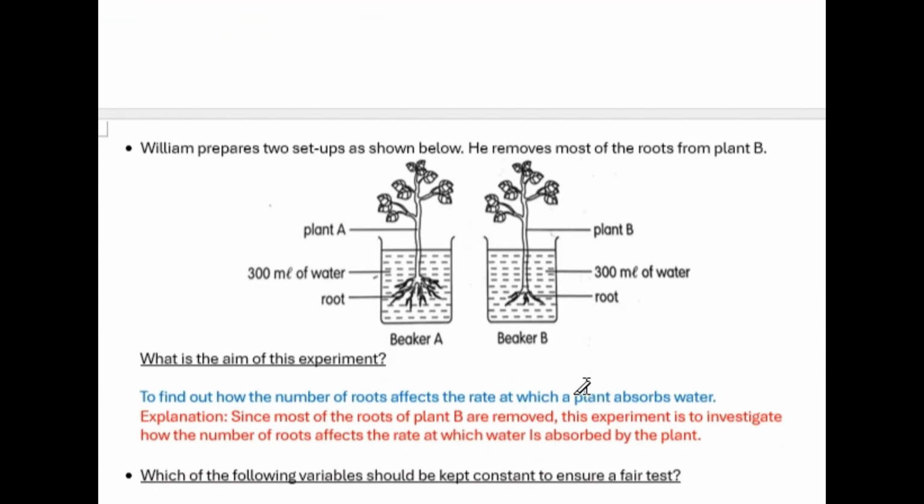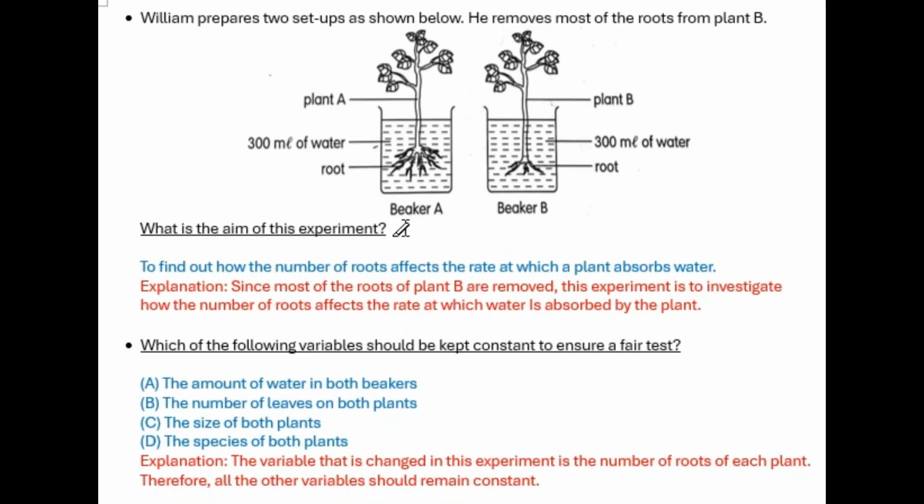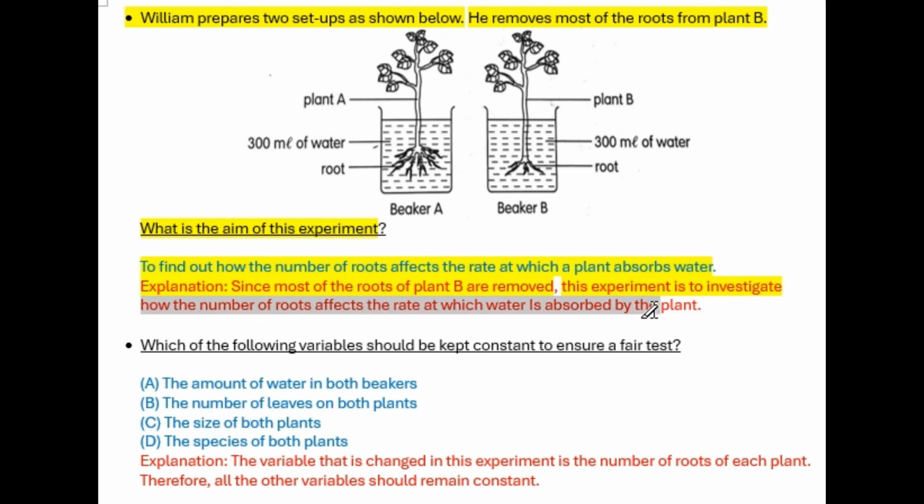William prepares two setups as shown below. He removes most of the roots from plant B. What is the aim of this experiment? To find out how the number of roots affects the rate at which a plant absorbs water. Explanation: since most of the roots of plant B are removed, this experiment is to investigate how the number of roots affects the rate at which water is absorbed by the plant.